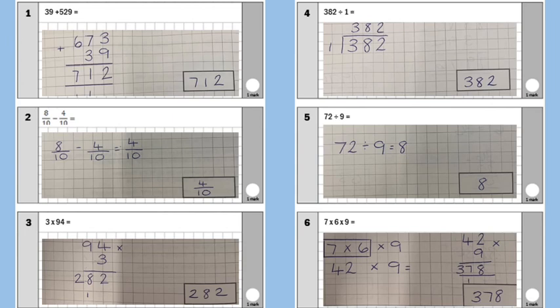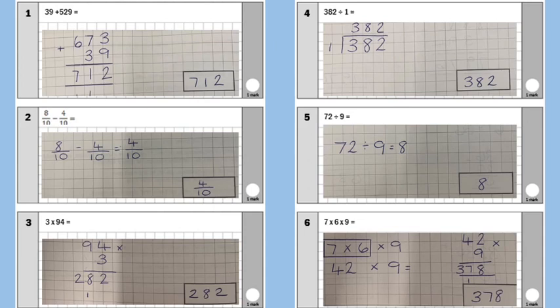So question number 2 is a nice easy subtraction of fractions question because you've got the same denominators. So you don't really need to do anything to this one other than subtract the numerator, remembering not to subtract your denominator, it stays the same. So the answer for that one is 4/10.